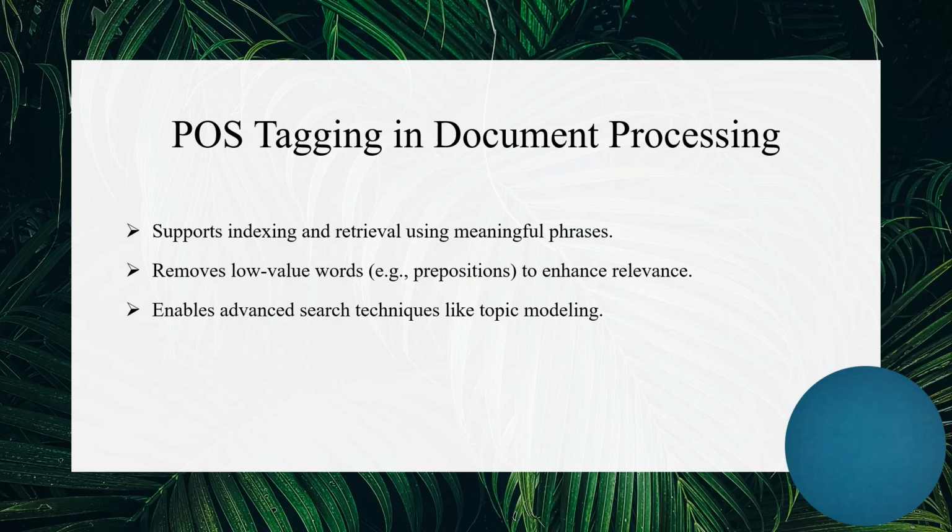In document processing for IR, POS tagging plays a vital role in both parsing and understanding the text. By labeling parts of speech, systems can extract the key information, like what the noun phrases are and what the verb constructs available are, which are typically more relevant for indexing and retrieval. So parts of speech tagging in document processing supports indexing and retrieval using meaningful phrases.